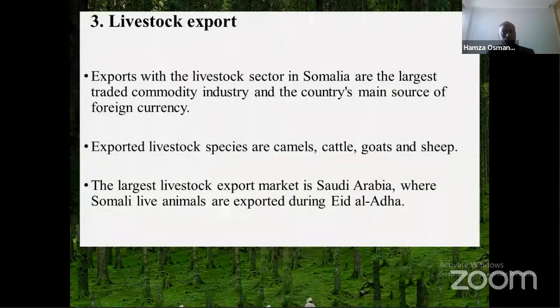Exports within the livestock sector in Somalia are the largest trading commodity industry and the country's main source of foreign currency. Exported livestock species are camels, cattle, goats, and sheep. The largest livestock export market is Saudi Arabia, where Somali live animals are exported during Eid al-Adha. On the Arabian Peninsula, there is a strong preference for Somali livestock because of similar genetic characteristics between goats in Somalia and goats in the Gulf. Also, animals in Somalia have similar body shapes, taste, and cooking properties, unlike animals from Australia, New Zealand, Europe, and America.